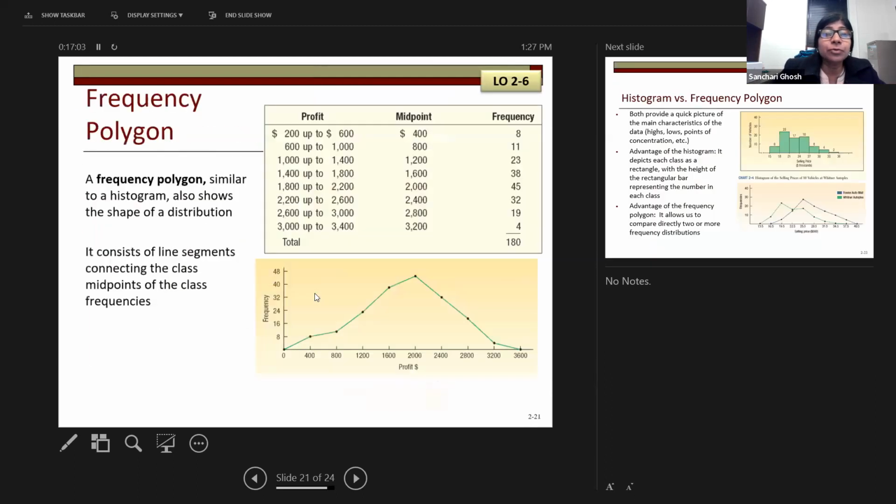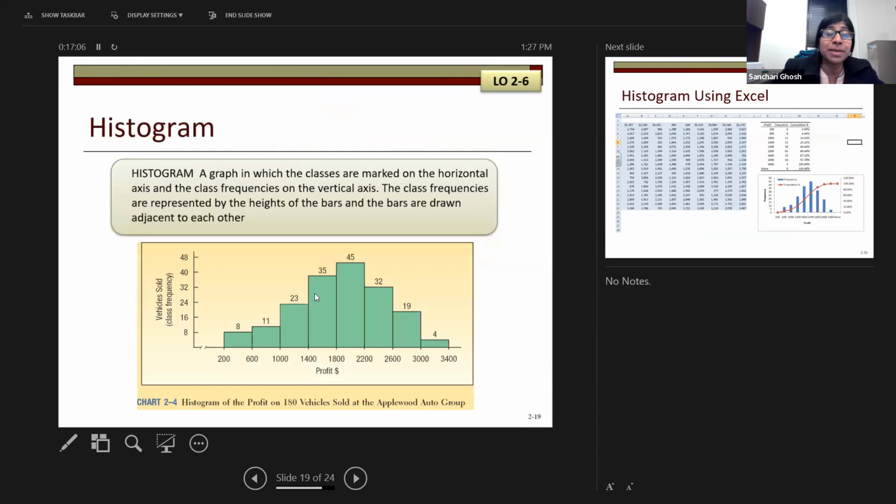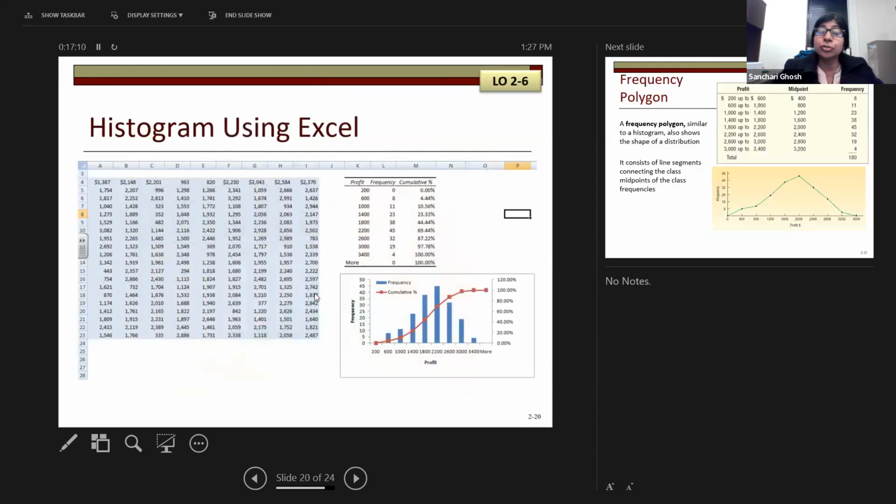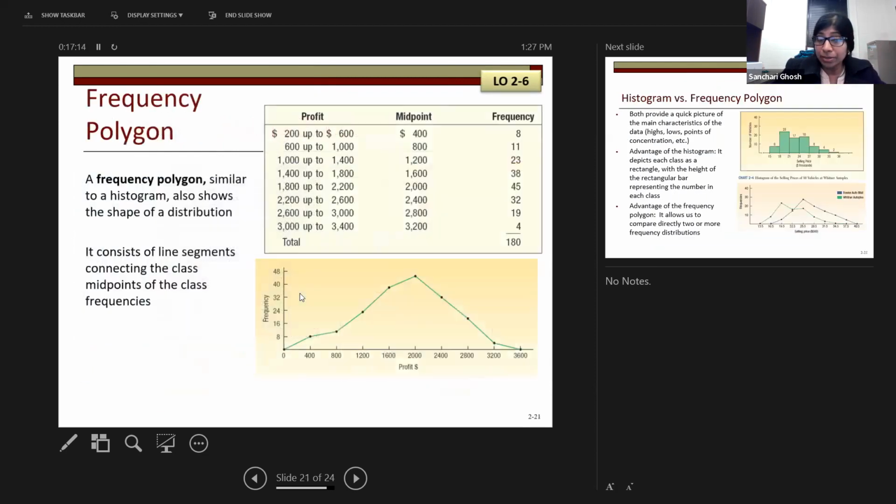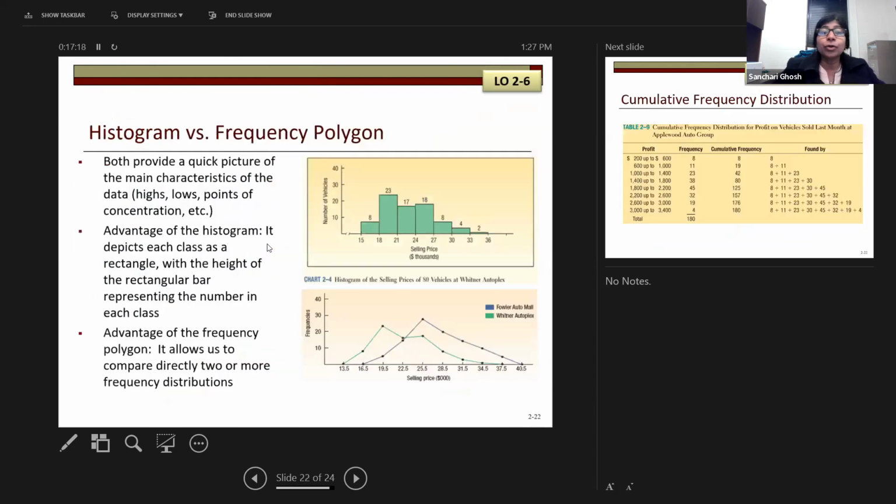Then there is another thing we do, which is called a histogram. This specifically needs the use of Excel. For a histogram, we probably need a full data set, and I'll show you that in Excel. But a histogram has some differences from the frequency polygon. A histogram is, by the way, the most accepted, most benchmark way of representing your data in a graph when you're doing frequency distribution.